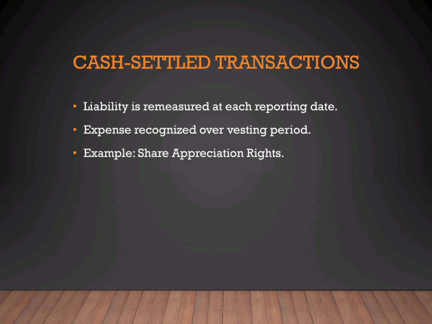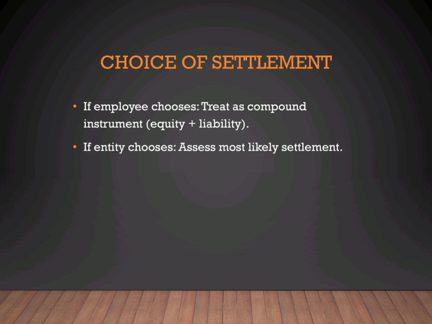In a cash-settled transaction, like share appreciation rights, the company does not issue shares. Instead, it pays cash based on the increase in share price. These liabilities are remeasured at fair value at every reporting date, and the expense is spread over the vesting period.